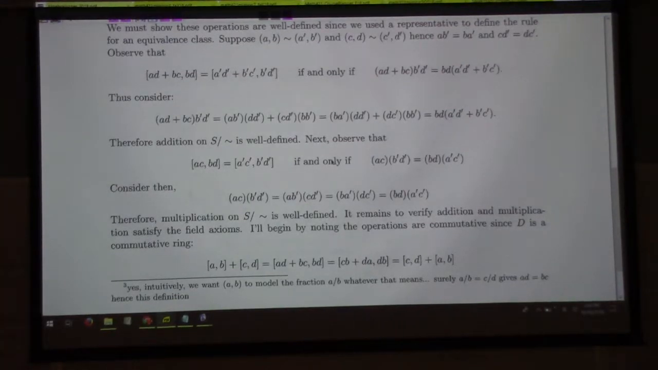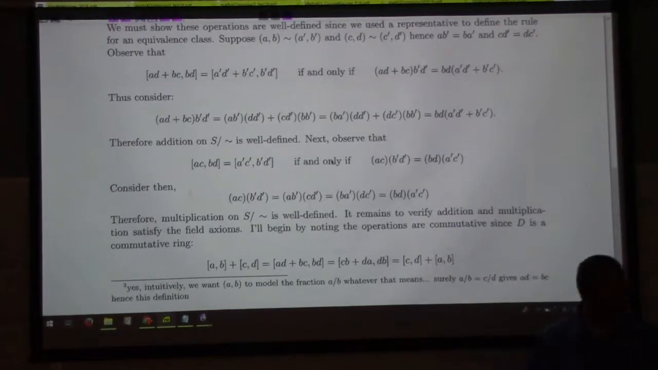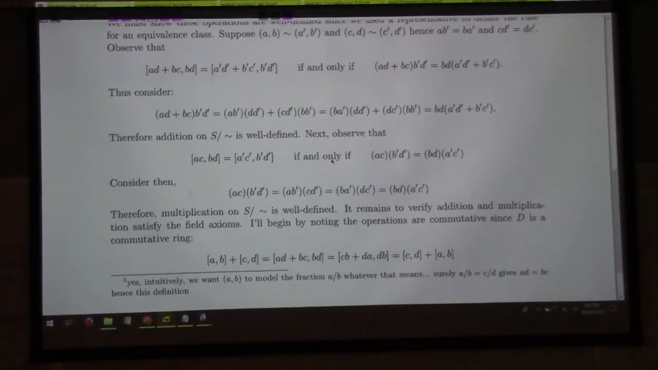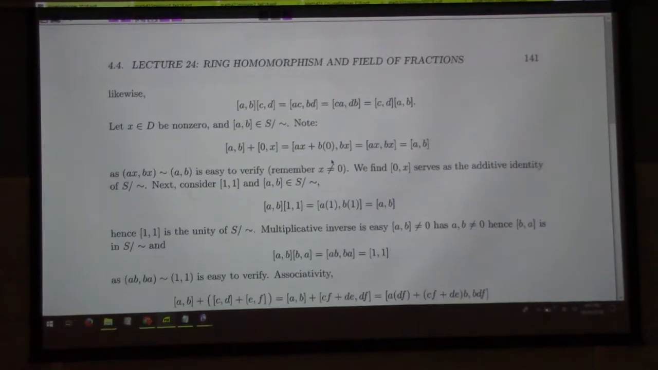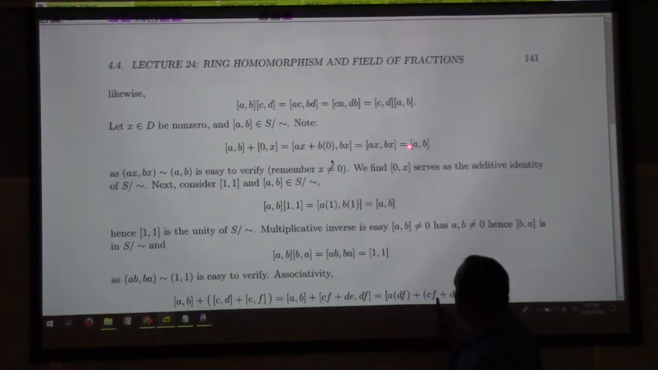what that gives us is that if we look at the set of equivalence classes, we have addition and multiplication well defined. And more than that, continuing on here, you can look at the equivalence class for x non-zero and 0 comma x. We get what?